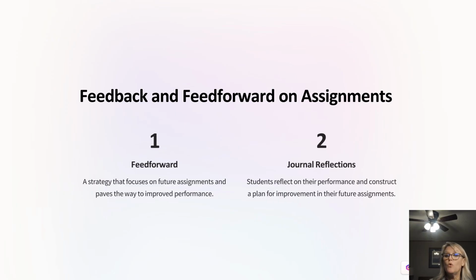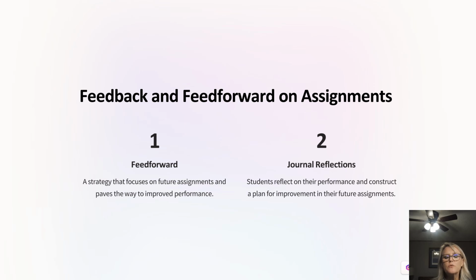Feedback and feed forward on assignments. Feed forward is a strategy that focuses on future assignments, paves the way for improved performance, letting them know here and now that in the next assignment, this will be valued even more. So start by fixing and utilizing this.